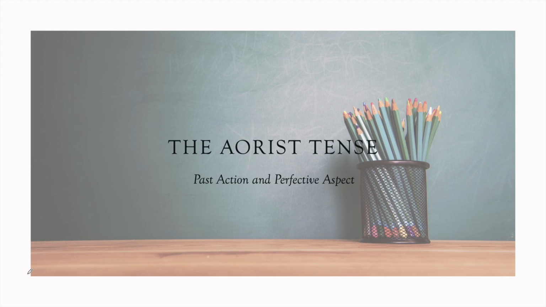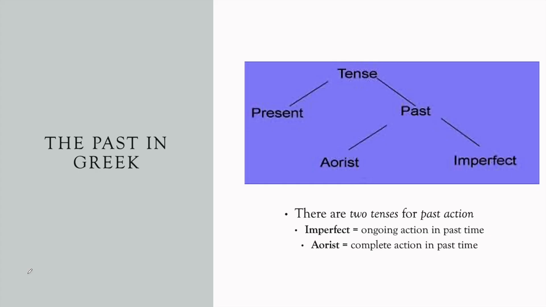This lecture is on the Aorist tense, specifically on one form of the Aorist tense form. In a nutshell, the Aorist tense portrays action that happens in the past, and it has a perfective aspect. We'll explain that all as we go on.